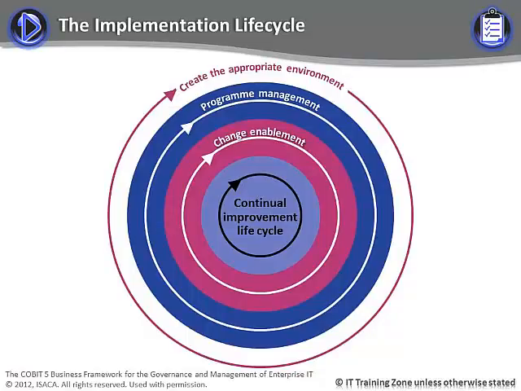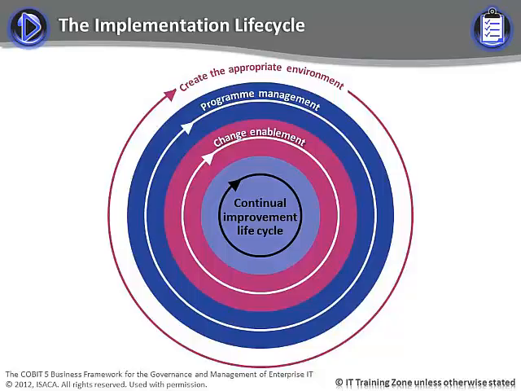COBIT describes a life cycle approach to implementation, which will ensure a properly planned, managed, and sustained implementation. The three components of the life cycle are illustrated on the screen. At the core is the continual improvement life cycle, which is concerned with the implementation itself. The next component is change enablement. This is concerned with the stakeholder aspects such as getting buy-in, motivation for change, and overcoming resistance. This is often the most challenging aspect of the implementation, but for long-term success, it is vitally important.